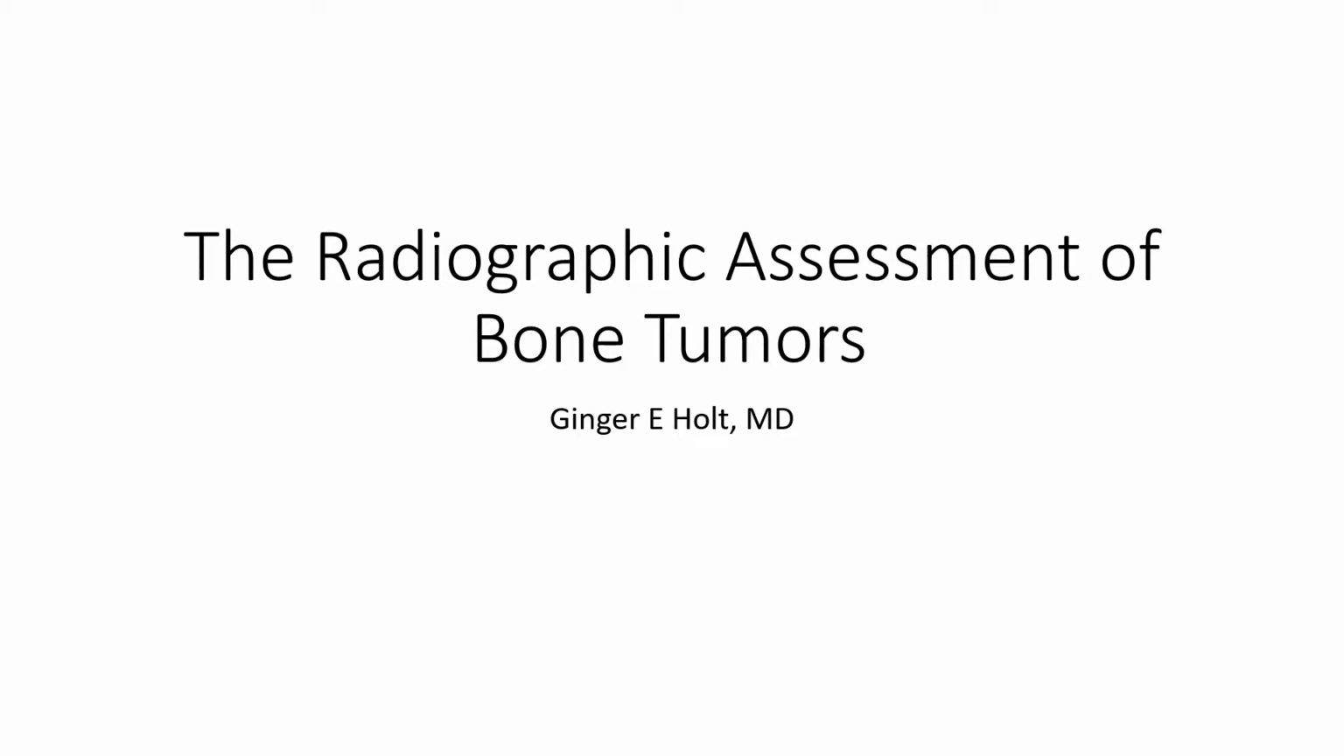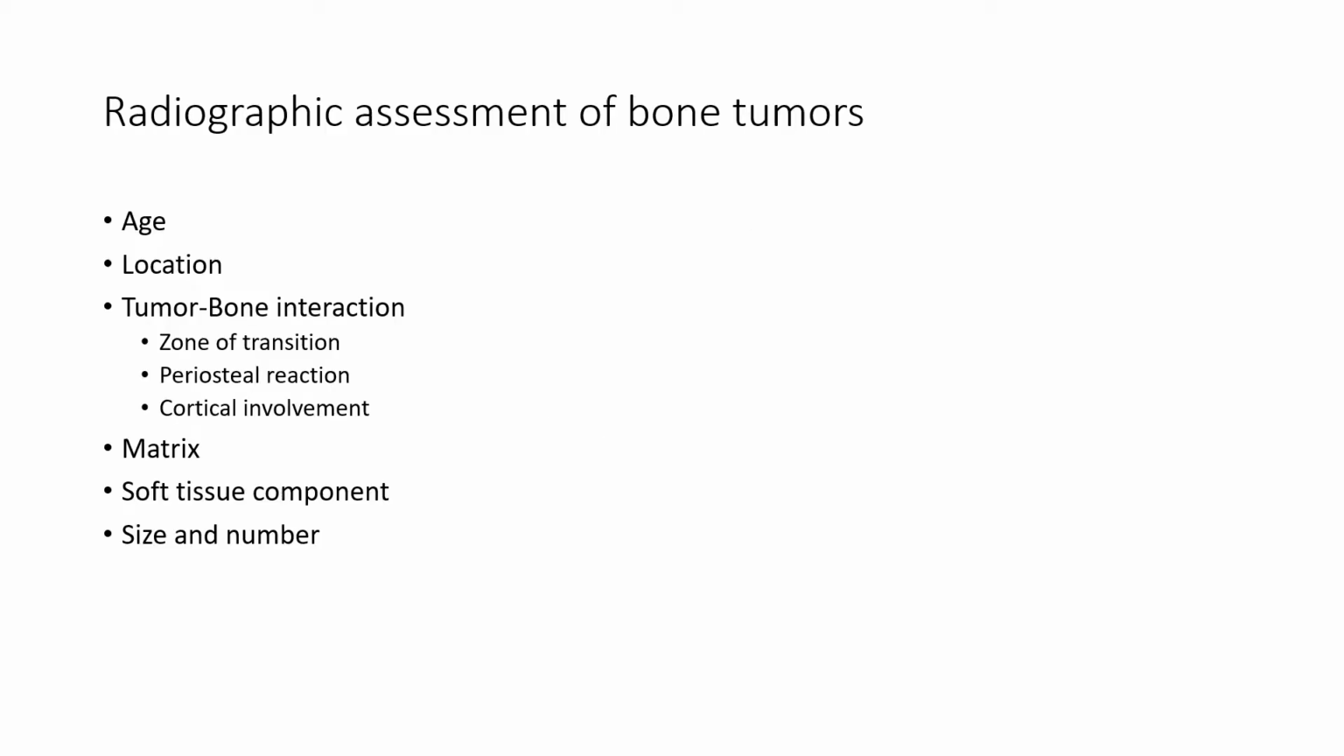This lecture is a basic analysis of radiographs and the radiographic assessment of bone tumors. There are 6 key components to evaluate when looking at imaging. Age, location of the tumor, which means surface, intramedullary, or epiphyseal, metaphyseal, diaphyseal. The tumor bone tumor interaction, which includes zone of transition, periosteal reaction, or cortical involvement.